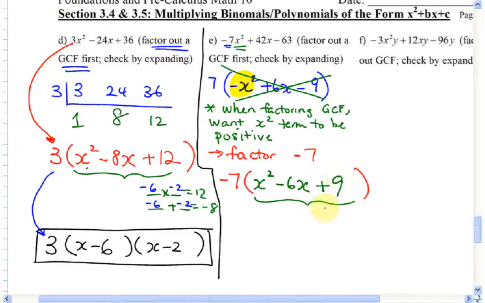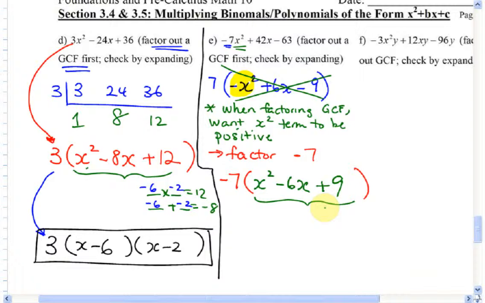Awesome. Okay. At this point in time, yes, Oksana. So how did it change to positive x squared? It's because I factored out the -7. So -7 divided by -7 gives you +1, so 1x squared.